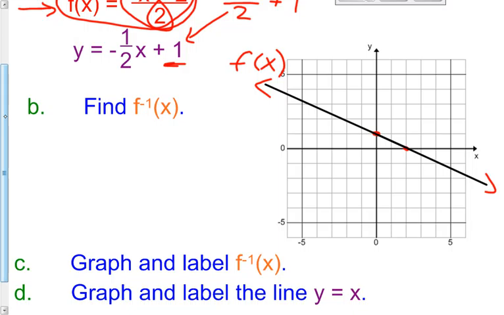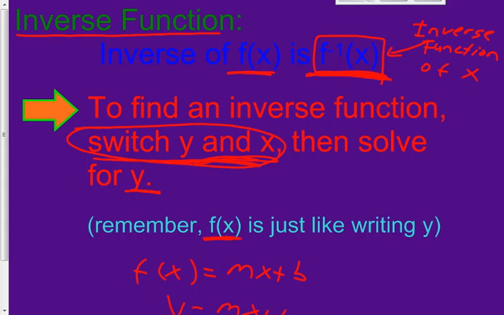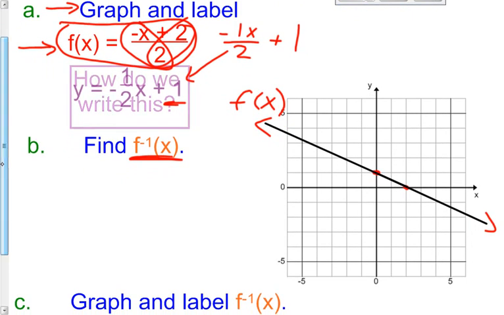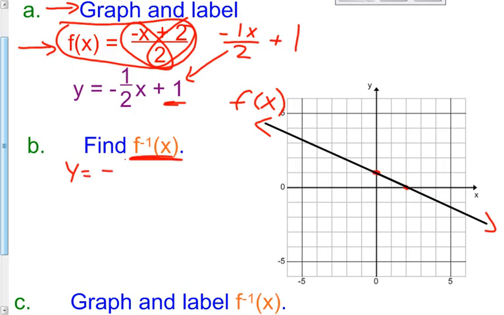Now it says find the inverse function of x. So now, class, we're going to do this part. To find the inverse function, switch x and y and solve for y. So in our function, y equals negative 1/2 x plus 1. We're now going to switch x and y. So y you're going to put over here, and x you're going to put over here. So now we have x equals negative 1/2 y plus 1. So we switched around x and y. In the same way we did with our relation, we do the same thing with functions. Now we solve for y.